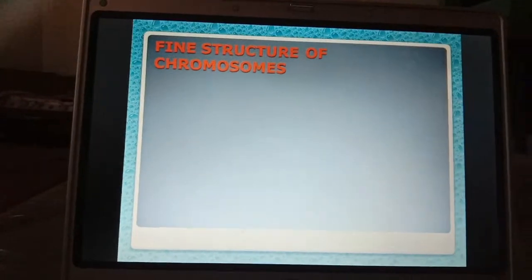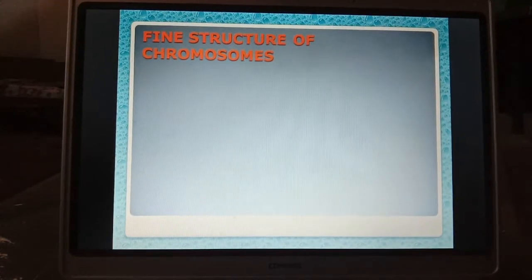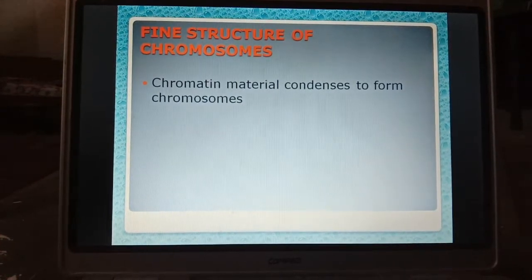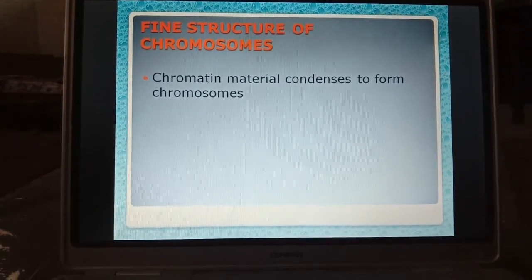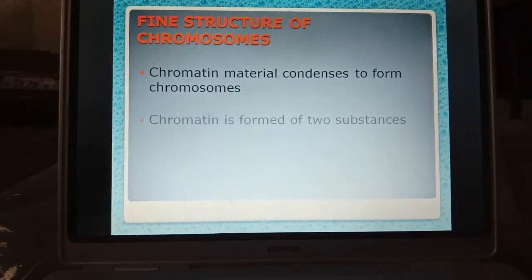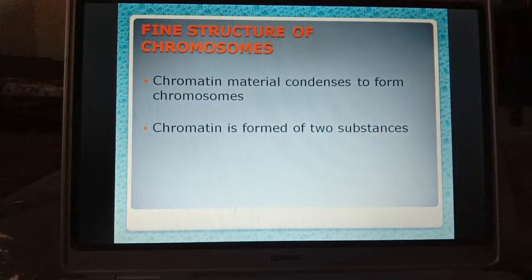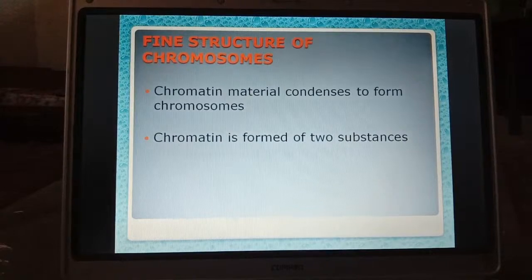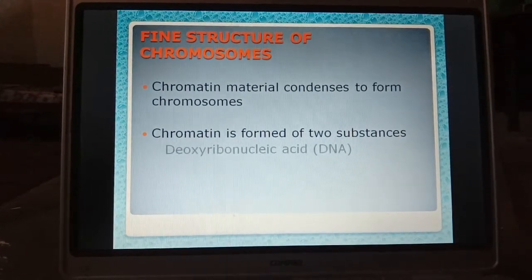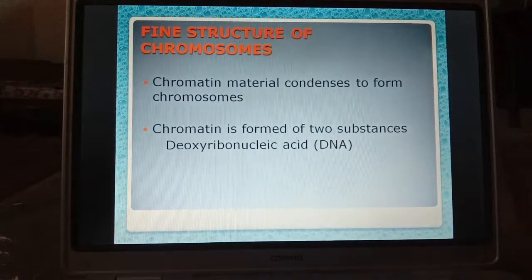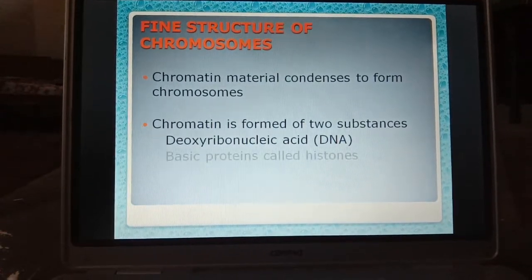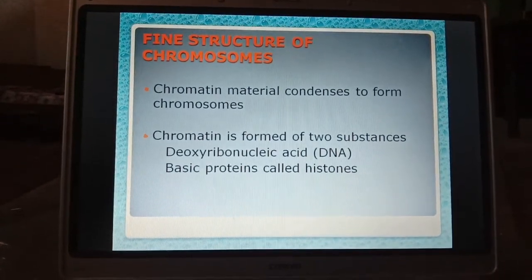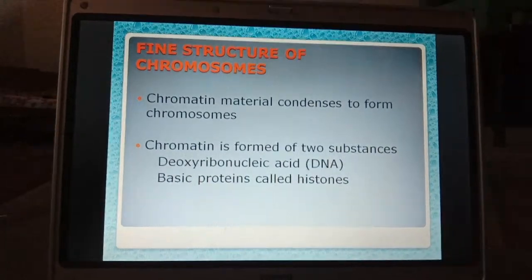Next is fine structure of chromosomes. Chromatin material condenses to form chromosomes. Chromatin is formed of two substances. What are the two substances of which this chromatin material is made up of? That is deoxyribonucleic acid, short form is DNA. Basic proteins, that is called histones. So these are the two things, DNA and histones, of which this chromatin material is made up of.